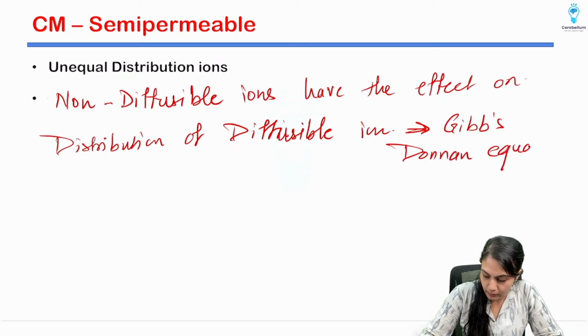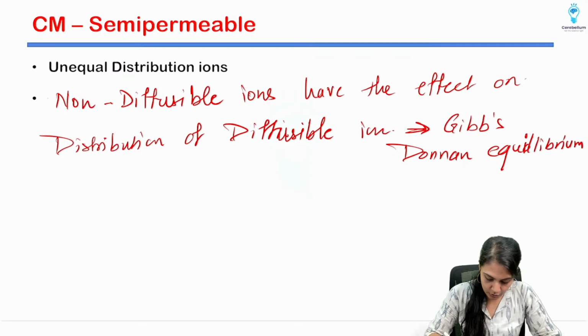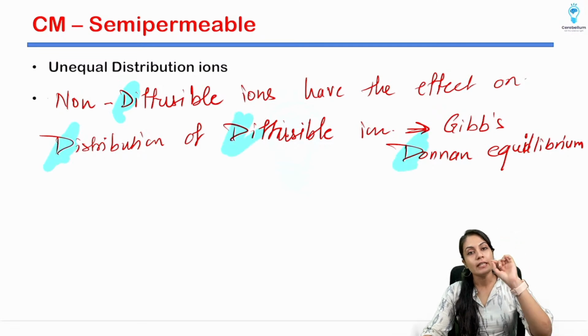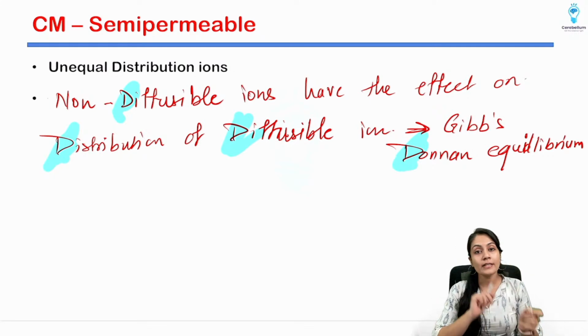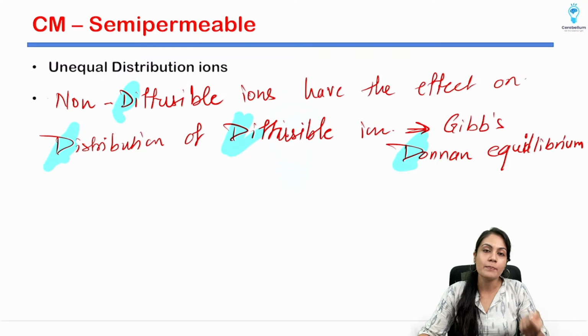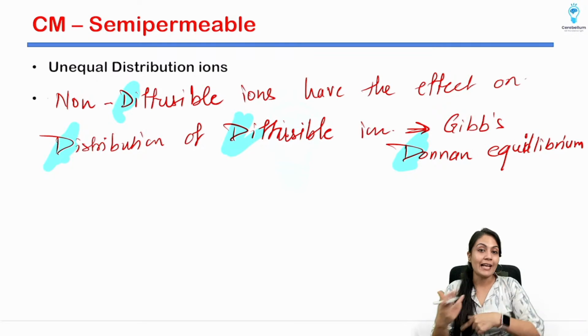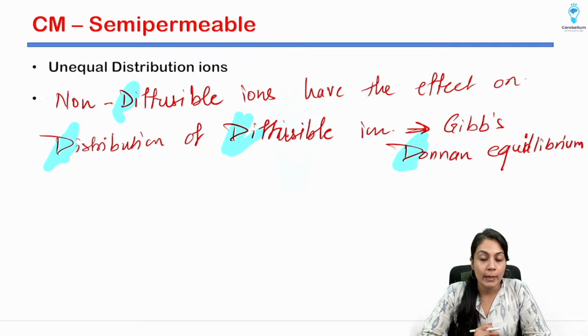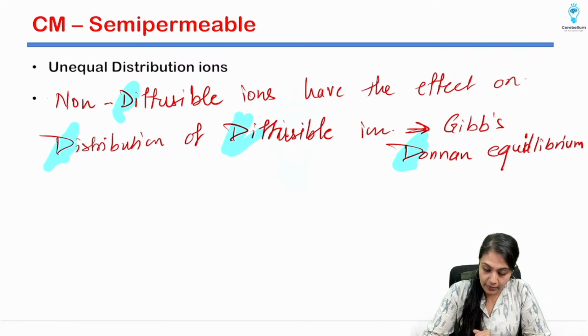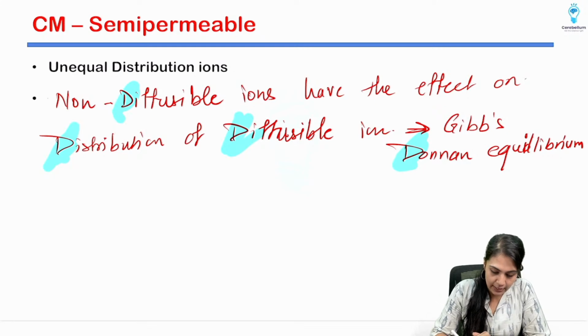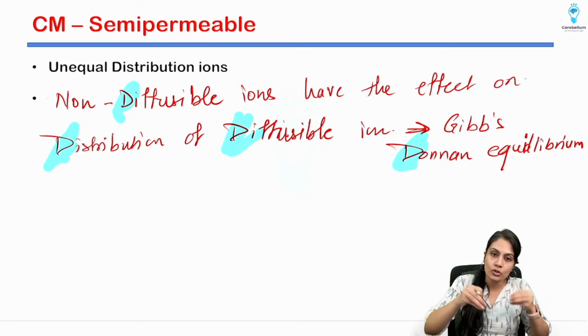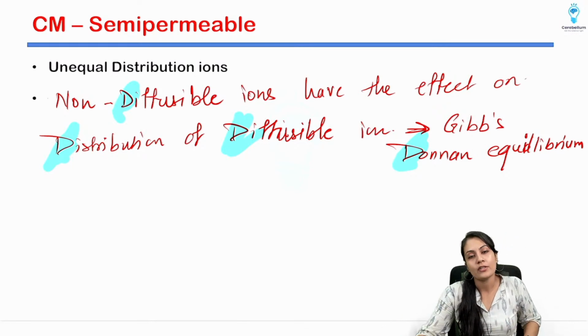How to remember? It's a very easy trick. What is the easy trick? D, D, D, D, isn't it? The effect of non-diffusible ion on the diffusible ion, that is called the Gibbs equilibrium. Very easy. Understand that they can change the language in the MCQ especially. Then what can they write? Instead of diffusible and non-diffusible, they can write permeant ion. So non-permeant ion has an effect on the distribution of permeant ion, and that is known as Gibbs.